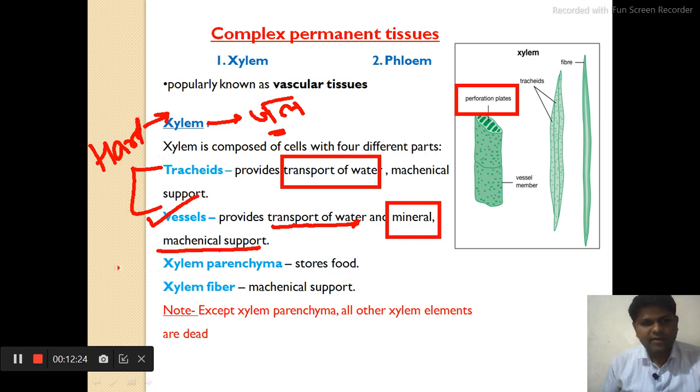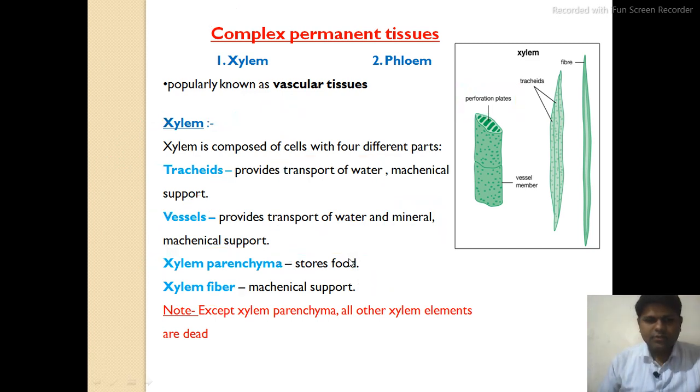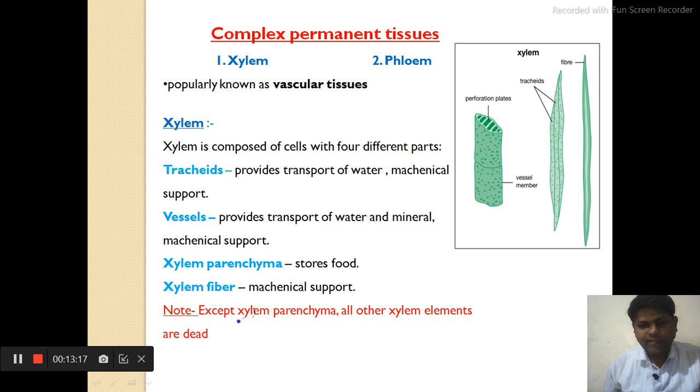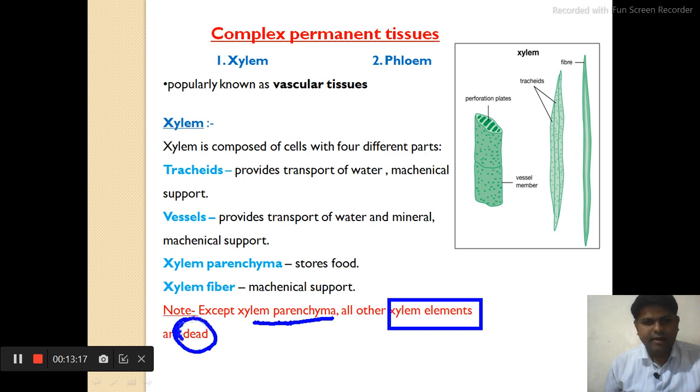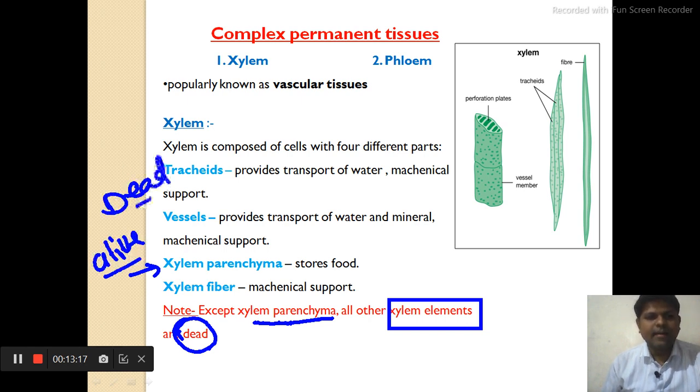The third one is xylem parenchyma. So parenchyma, we have just studied about parenchyma cells. And why do we call it complex? Because different types of cells are there. Tracheid, vessels, parenchyma, fiber, different cells are there. And xylem parenchyma stores food, and xylem fibers are dead and give mechanical support. One more important thing to note is that except xylem parenchyma, all other xylem elements are dead, because only parenchyma is alive and all others are hard and dead.